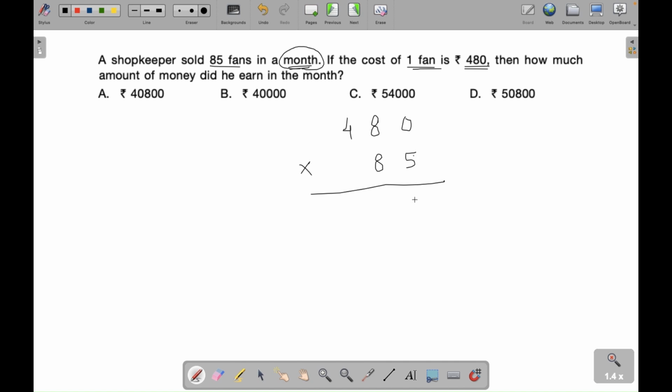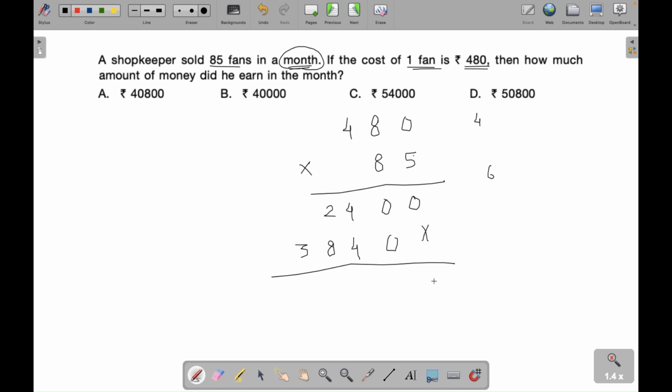So 5 times 0 is 0. 5 eights are 40, so again write the 0, and then carry will be 4. 5 fours are 20. 20 plus 4 is 24. Then reserve a place for the units digit. Start multiplication with the tens digit. 8 zeros are 0. 8 eights are 64, so we'll write 4. Carry will be 6. And 8 fours are 32. 32 plus 6 gives us 38.